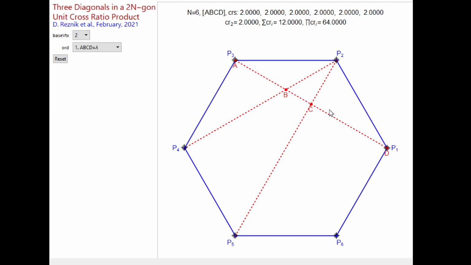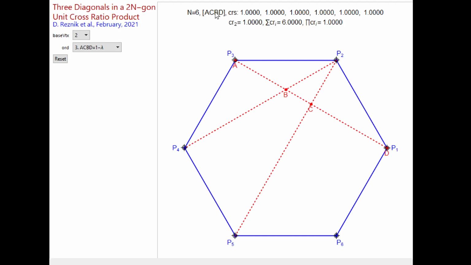But let's choose a different ordering of these letters. I have six orderings here that produce 6 distinct cross ratios. I'm going to choose the third ordering, and the third ordering is ACBD. What does that mean? What cross ratio am I talking about here? I'm talking about a cross ratio where I measure the distance between AB, multiply that by the distance between CD, and in the denominator I have AD times CB.